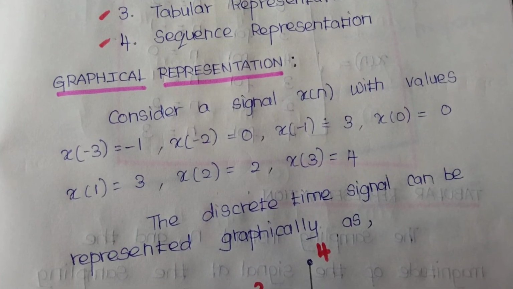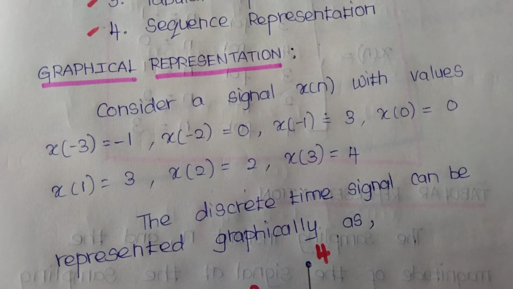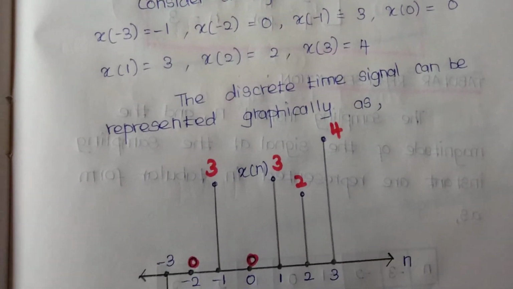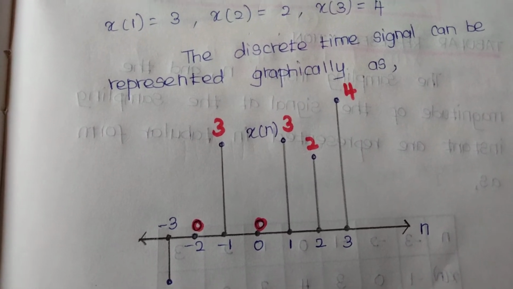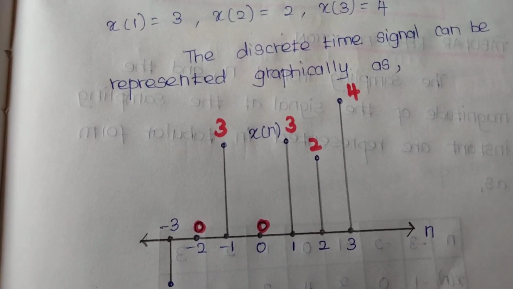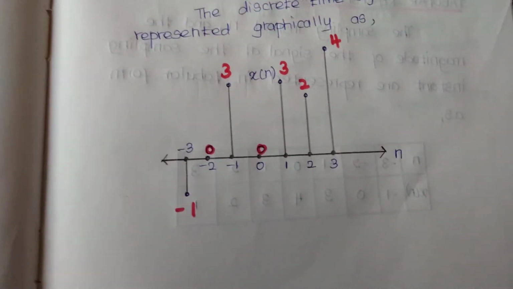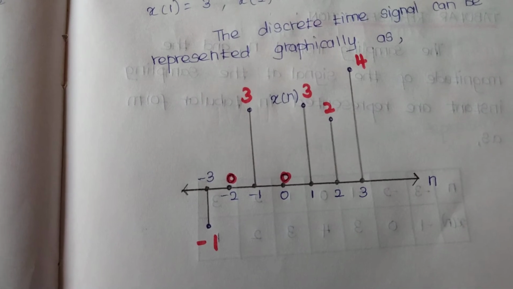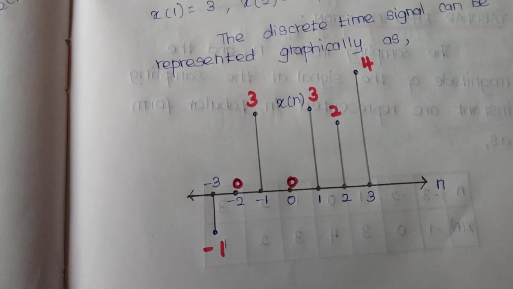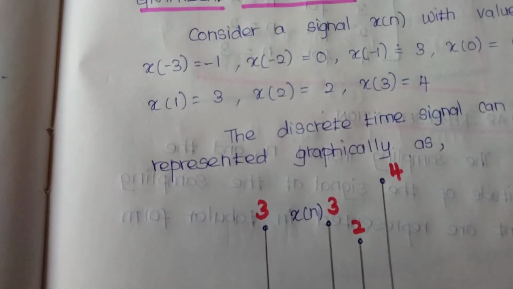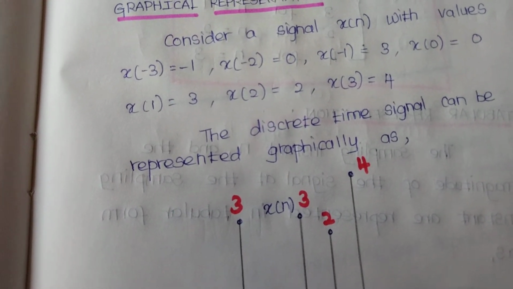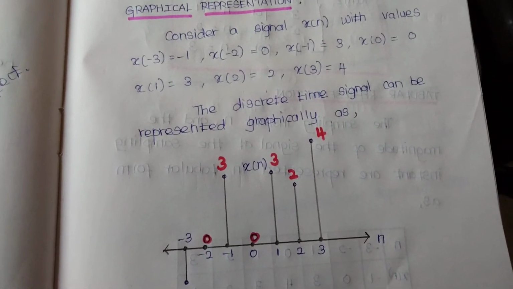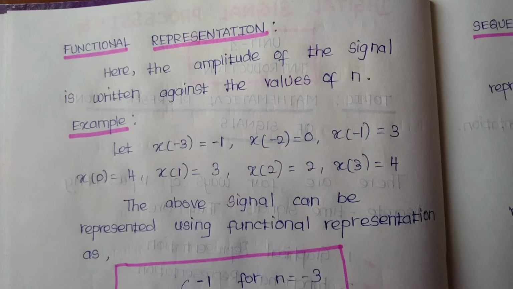Graphical representation: consider a signal x of n with values x of -3 and -2. Some samples are given. The discrete time signal can be represented graphically as you draw a line on the x-axis and mark it as n, in which you write the samples in red color. Red colors are denoted as samples in which the values are -1, 0, 3 and 3, 2, 4. So this is how you represent a signal graph.